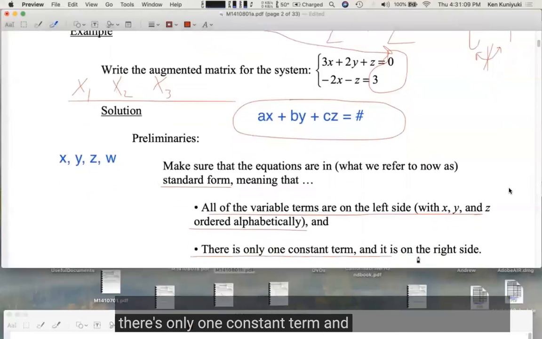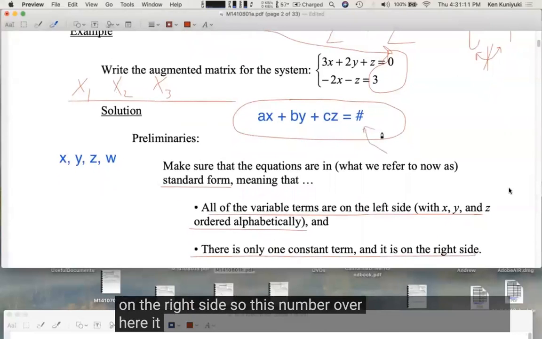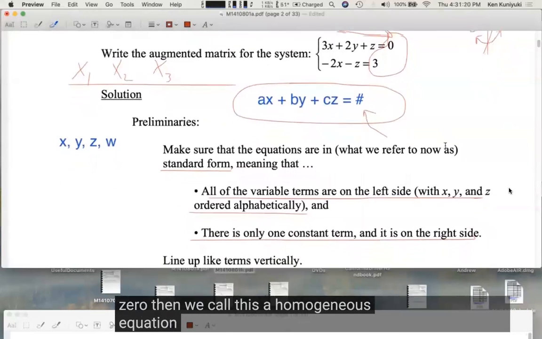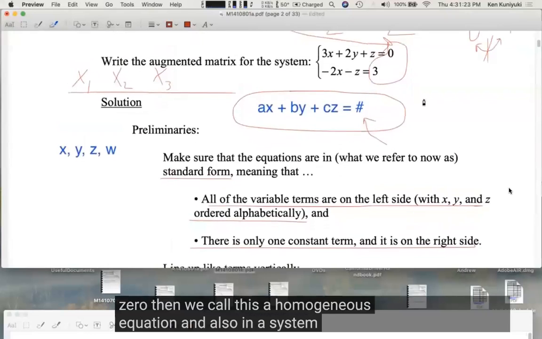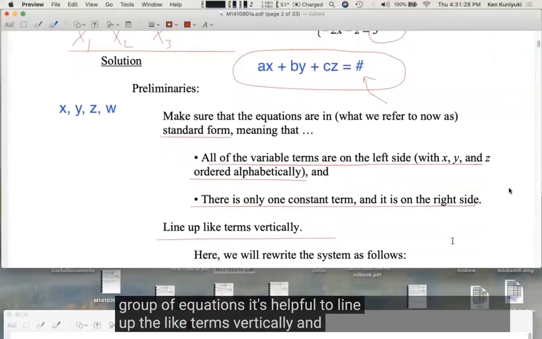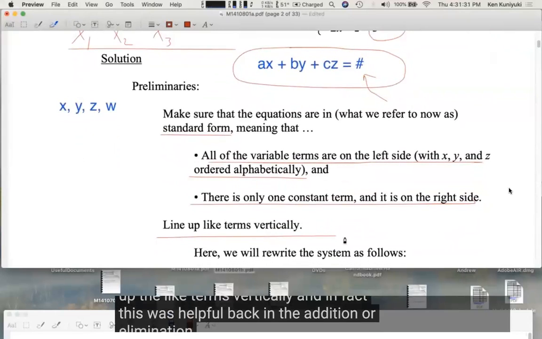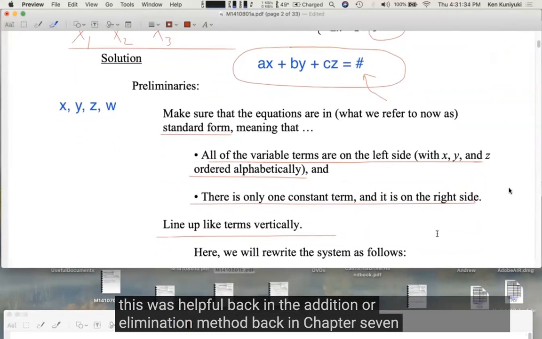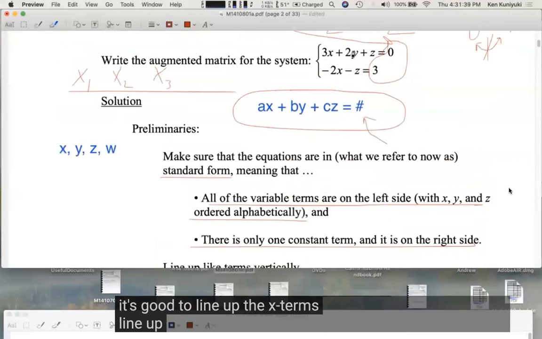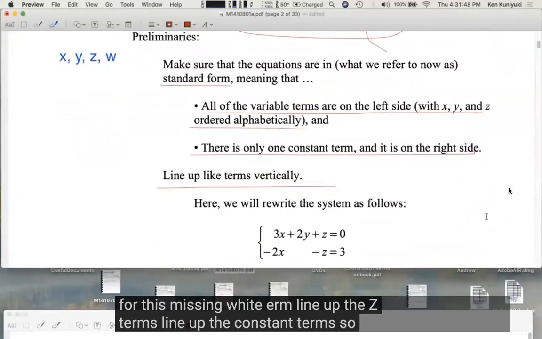There's only one constant term, and it's on the right side. So this number over here, it could be 0 or not. If this is a 0, then we call this a homogeneous equation. And also in a system, in this group of equations, it's helpful to line up the like terms vertically. And in fact, this was helpful back in the addition or elimination method back in chapter 7. So the system that I showed you up here, it's good to line up the x terms, line up the y terms, even a missing space for this missing y term, line up the z terms, line up the constant terms. So something like this.